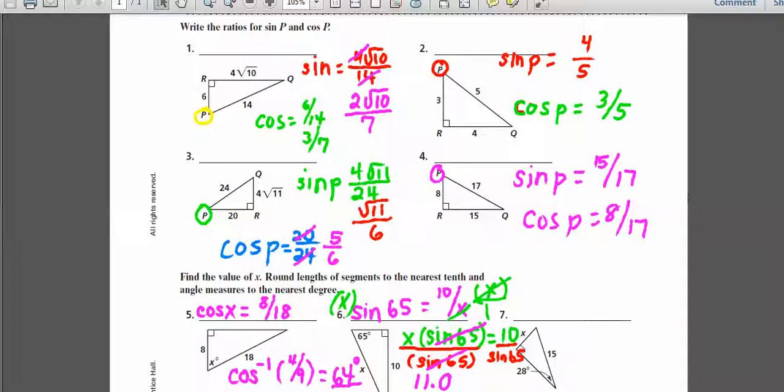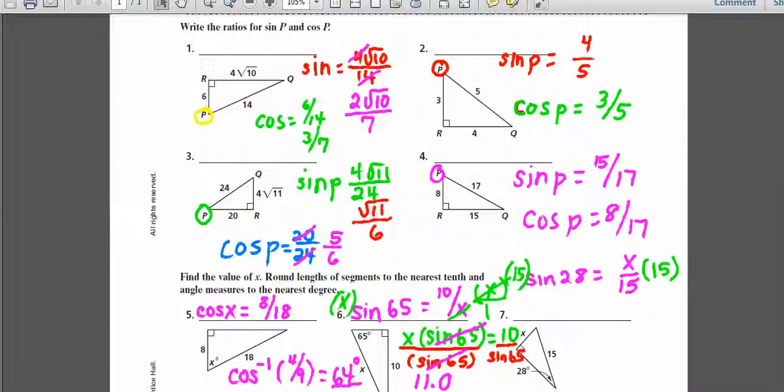So I can see that from this angle, which is marked as a measure of 28, x is an opposite side. And then I also have a hypotenuse. So I'm going to be using my sine. So the sine of 28 degrees equals x over 15. And I want to go ahead and isolate x. I'm going to multiply both sides by 15. And I've got 15 times the sine of 28 equals x.